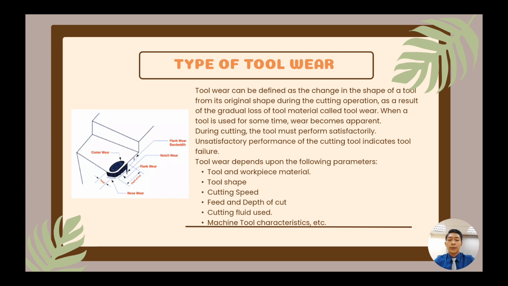For toolwear, every time a tool is used, it will deteriorate. Identifying the profile of the tooling will allow you to determine whether toolwear has occurred or not. Toolwear depends upon the following parameters: tool and workpiece material, tool shape, cutting speed, feed and depth of cut, cutting fluid, machine tool character, and so on.